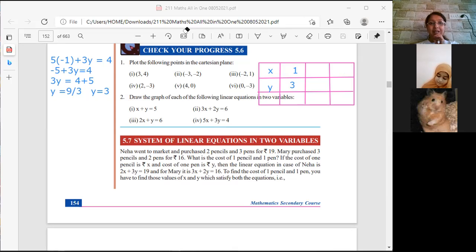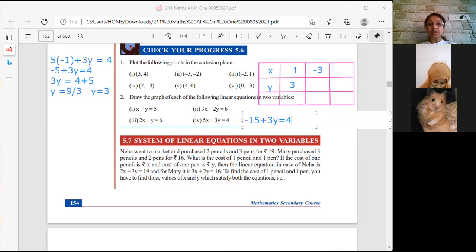Now when I look for another number, what number should I get here? Let me take minus numbers only. Maybe that works. For example, if I take minus 3, what do I get? Minus 15. Minus 15 plus 3y is equal to 4. No, this will also not work, because it is not a multiple. You're understanding what I'm doing?